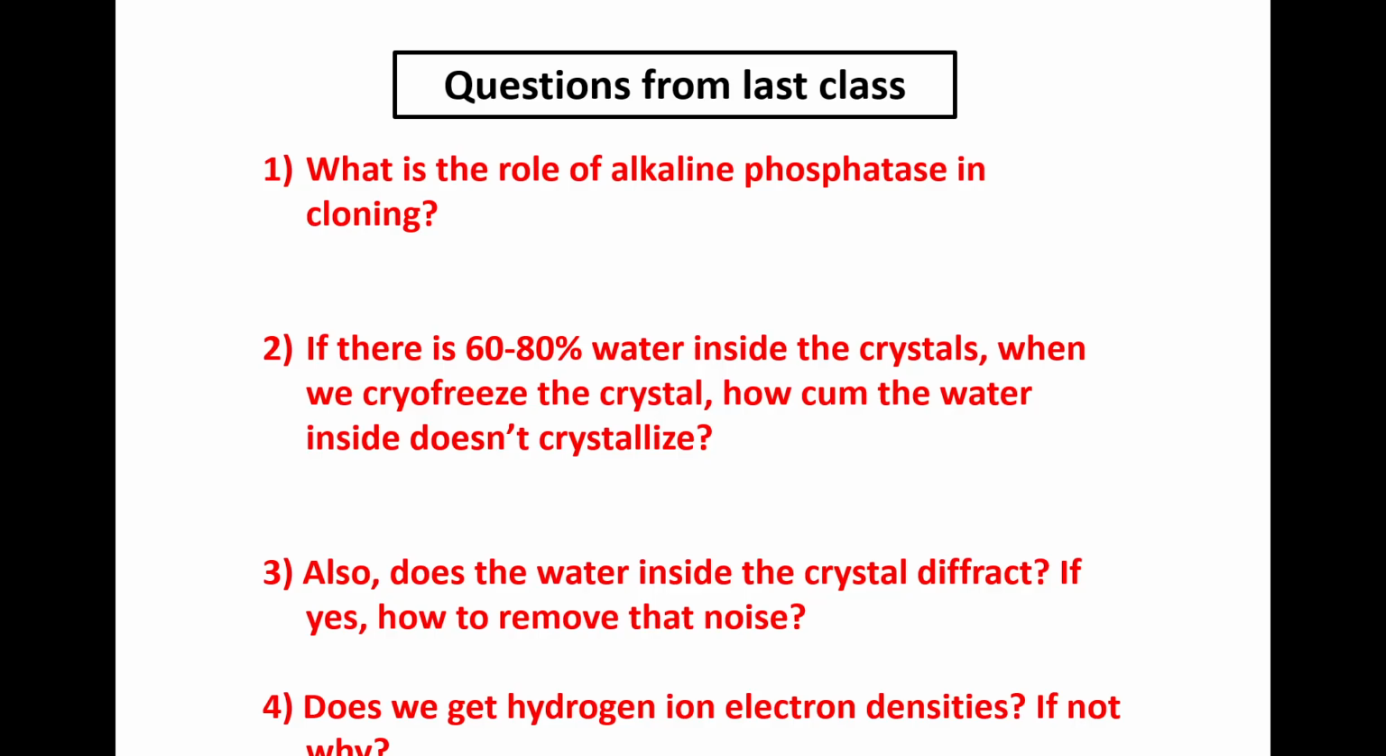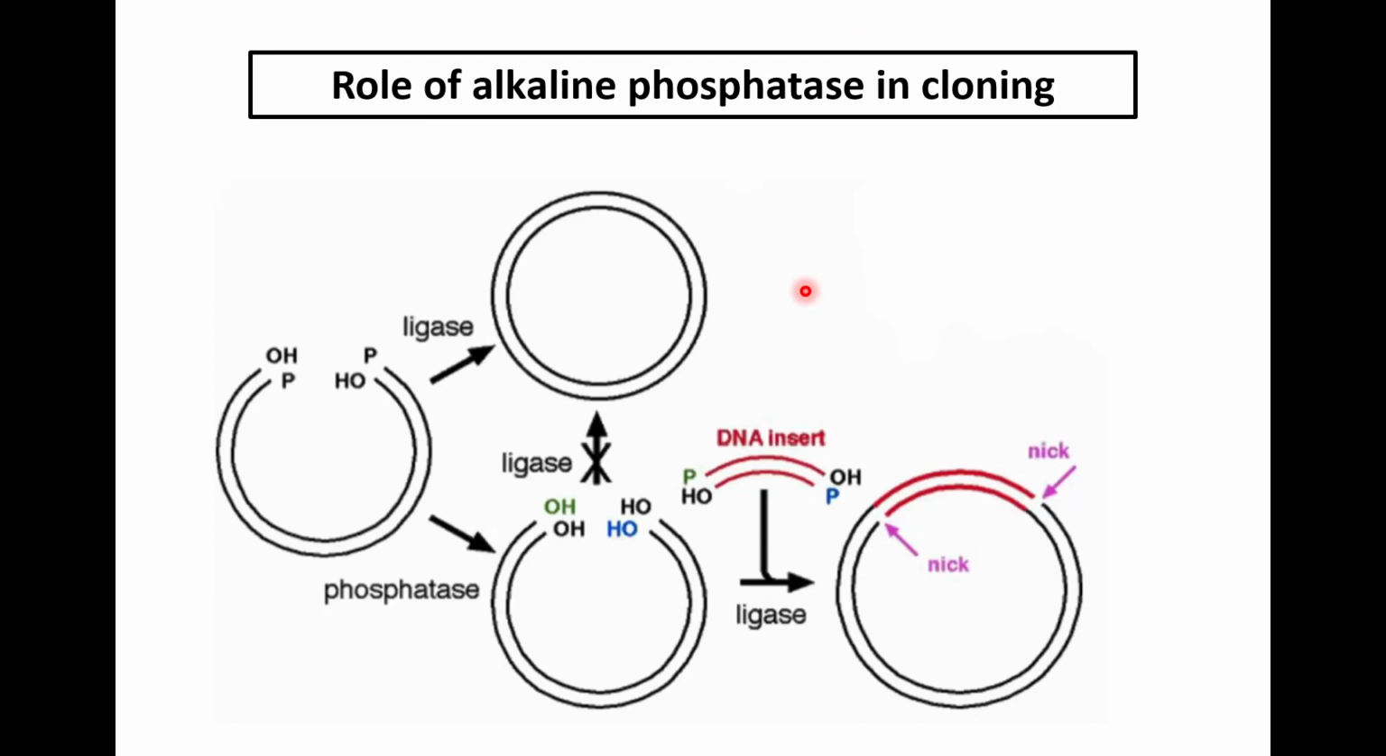Okay, so if the vector is religating, then the problem is that the colonies you get on your plate can be your self-ligated product, so that is a false positive colony. Okay, so that can waste your time. So what people have done is use the alkaline phosphatase enzyme to minimize this self ligation. Okay, so how to do that?